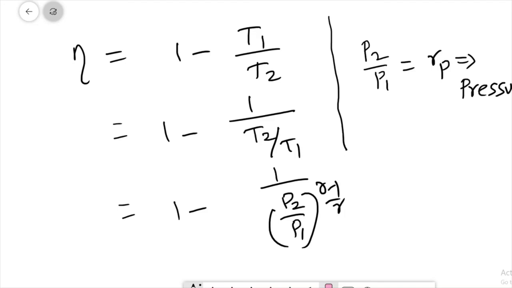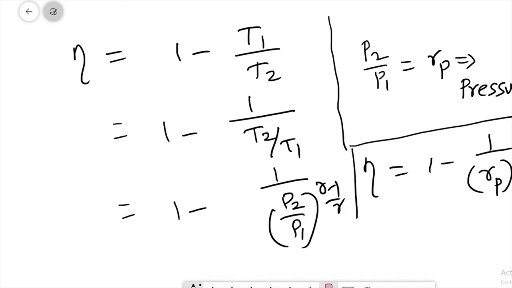Then our efficiency further becomes 1 minus 1 by Rp power (gamma minus 1) by gamma. So this is the formula for finding the efficiency of the gas turbine engine. We can say that for the simple gas turbine engine, this is the formula. This can be applied for the simple closed gas turbine as well as for the open gas turbine.